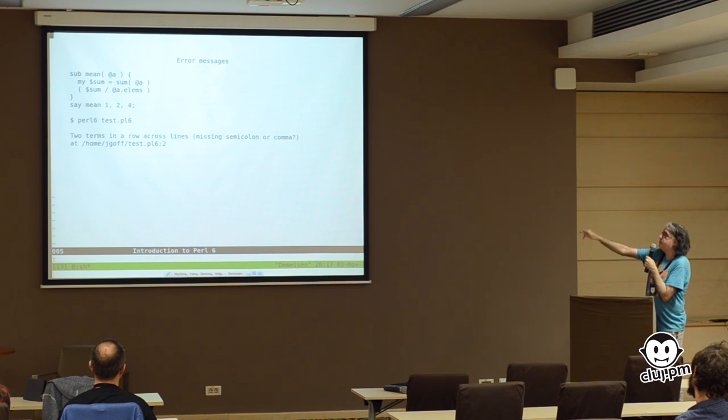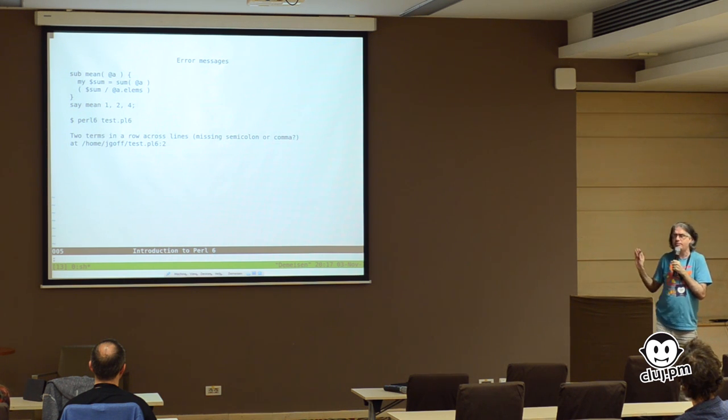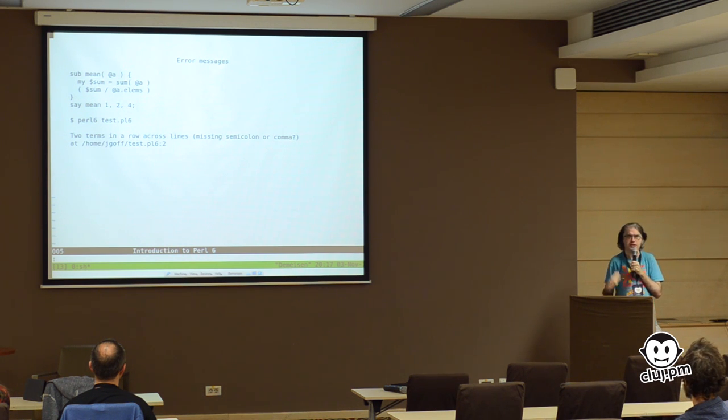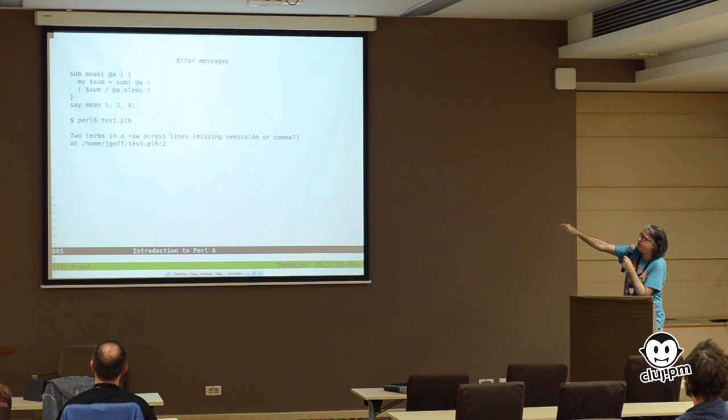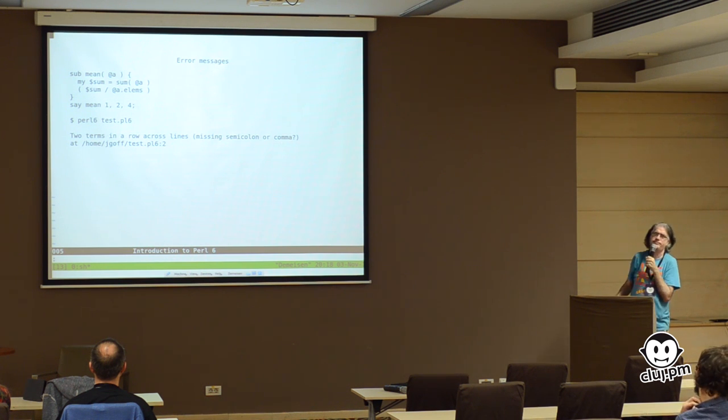Now, error messages. I deliberately eliminated a semicolon over here as part of a quick error test. So what we get here, at least in Perl 5, you would get a very cryptic one-line description of the error. In Perl 6, we improved on that. So you get two terms in a row, terms here being the sum statement, followed by this list over here. Those are your terms. And it asks, are you missing a semicolon or comma? So you get that right at the top of the list, and obviously the actual line number.